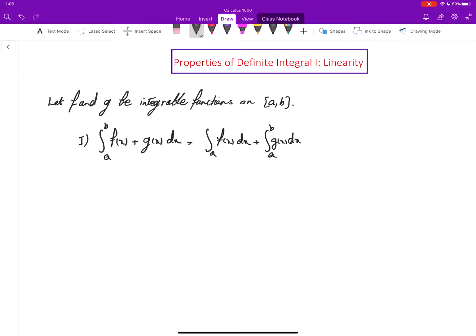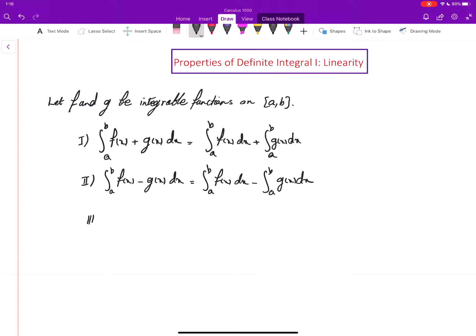With the same bounds. The second property is that the same thing works for differences. This is the integral from a to b of f of x minus g of x. Oh, sorry, the difference of the integrals, from a to b, minus. Okay, this one.